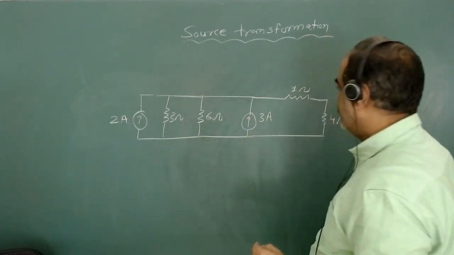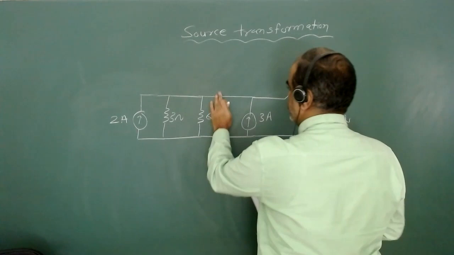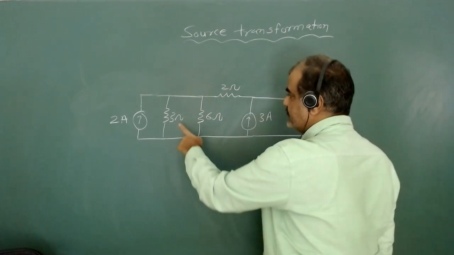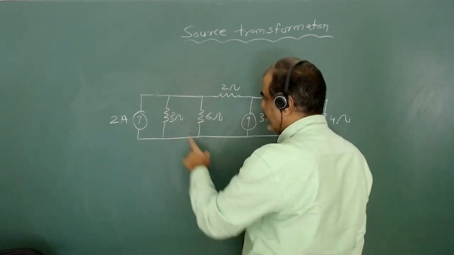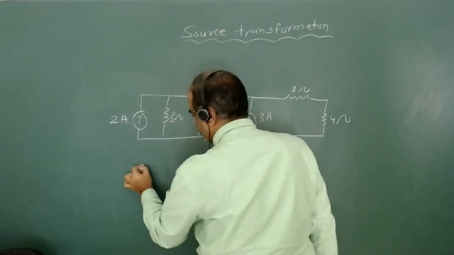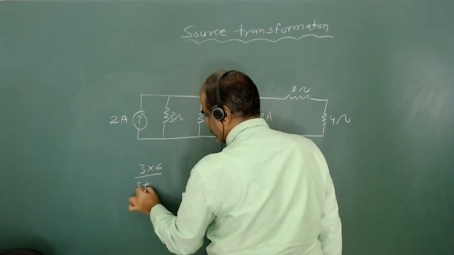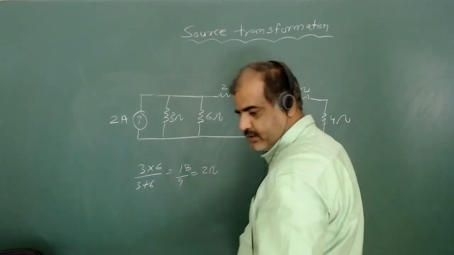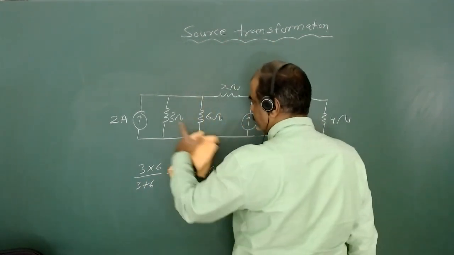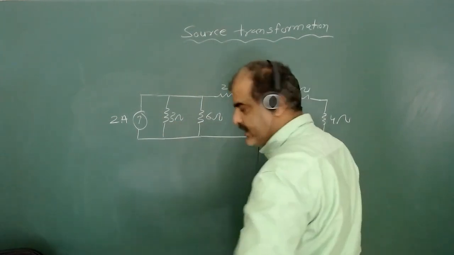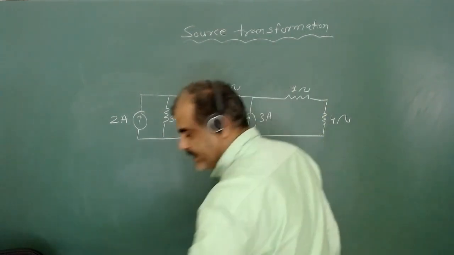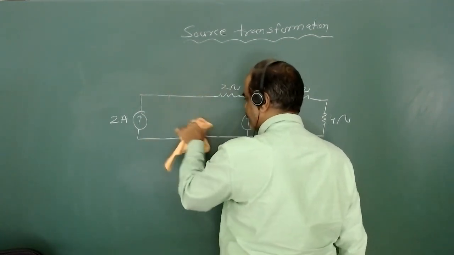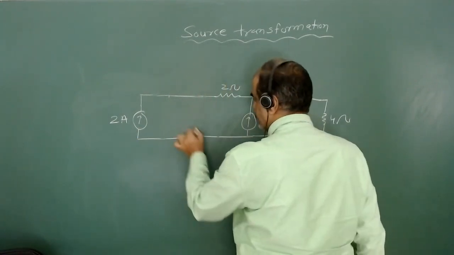Now again I can see the 2 ohm resistance is also given. So these two resistors are again in parallel. The equivalent of 3 and 6 will give me 18 upon 9, which is 2 ohm. So I can replace these two resistances by an equivalent resistance of 2 ohm, and remove these two resistances, and this will become a 2 ohm resistance.